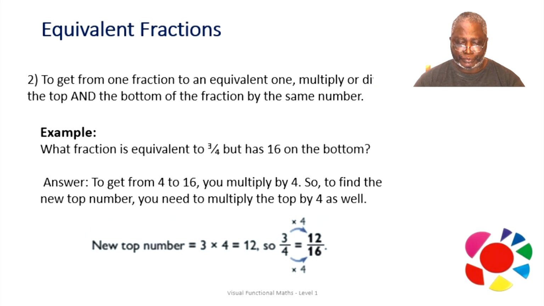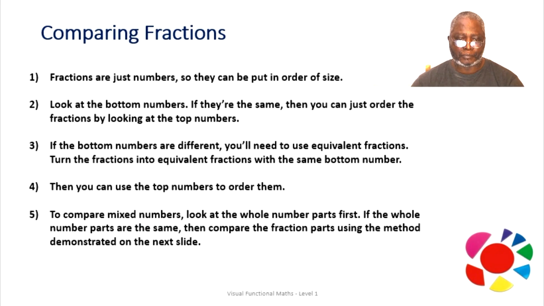And this is how you do it. 3 times 4 is equal to 12. So you multiply both top and bottom. 3 times 4 is 12, and 4 times 4 is 16.